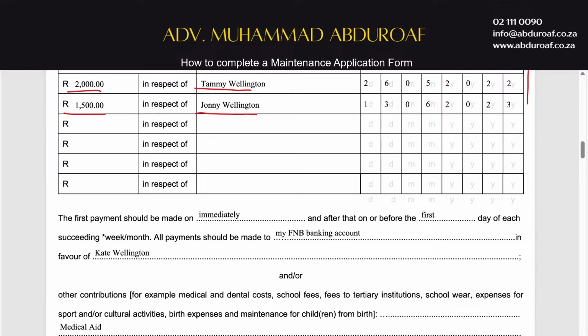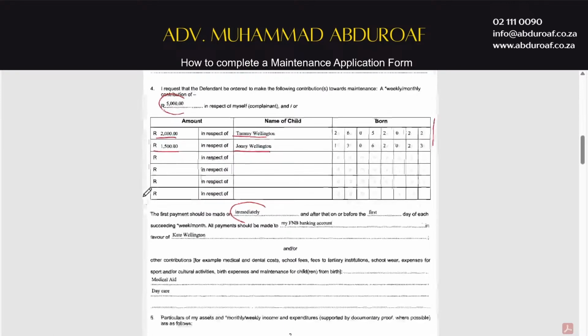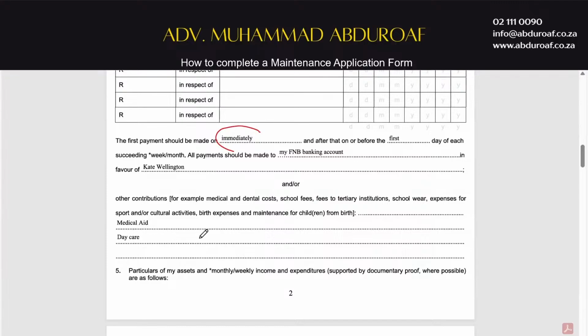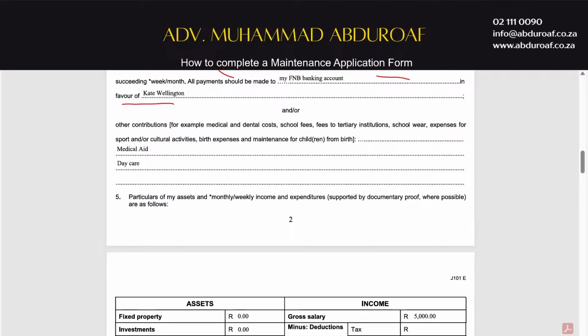And when do you want the first payment to take place? Immediately, I would assume so. And then thereafter on or before the first day of each month. Okay, so that's where we are now. And into whose banking account? Into your banking account. And maybe you should provide some banking details over there as well. Usually, when the court order is made, the court would look at this form and take the banking details therefrom. If your banking detail changes in the interim, please provide the court with the correct banking details.